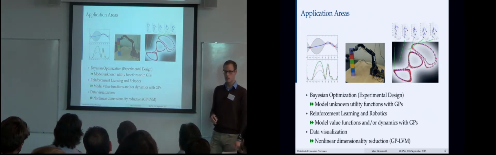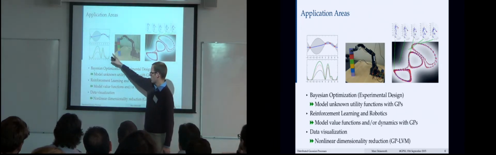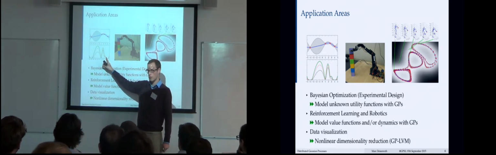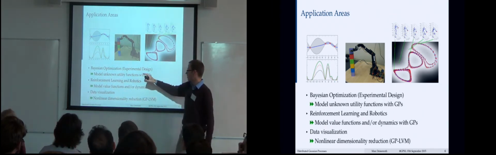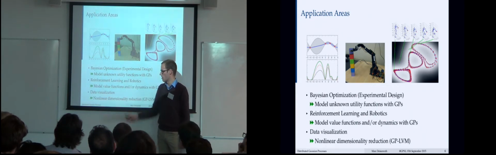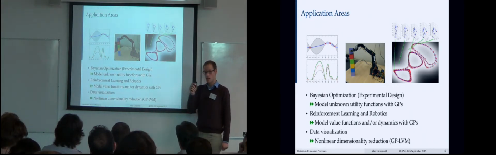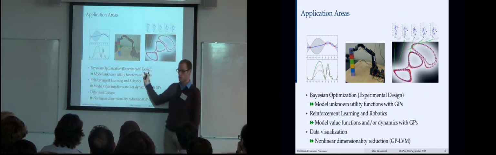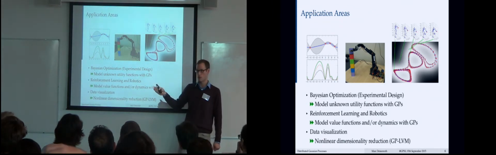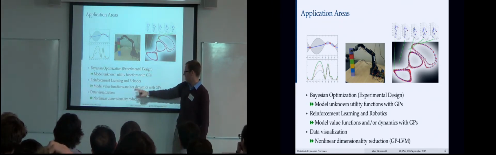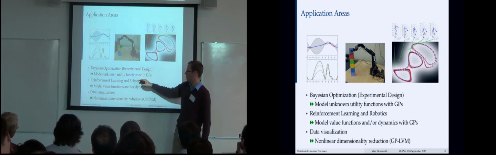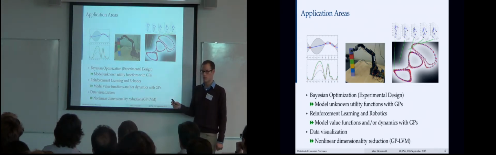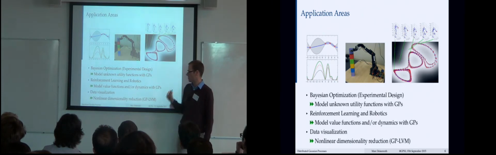So Gaussian processes have tons of applications. Bayesian optimization, I think an entire day is about Bayesian optimization on Thursday. Or you can say also experimental design, which is more or less the same. The idea is you model an unknown utility function with a GP and try to maximize this performance function in as few experiments as possible. There's also something in robotics and reinforcement learning where you can either model value functions or predictive dynamic models with Gaussian processes. I'm going to talk about this on Thursday as well.